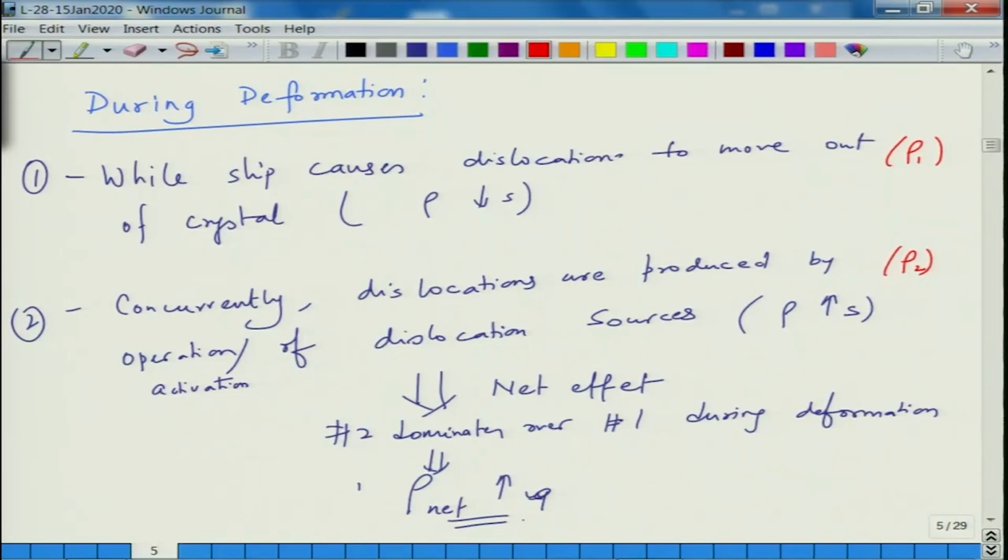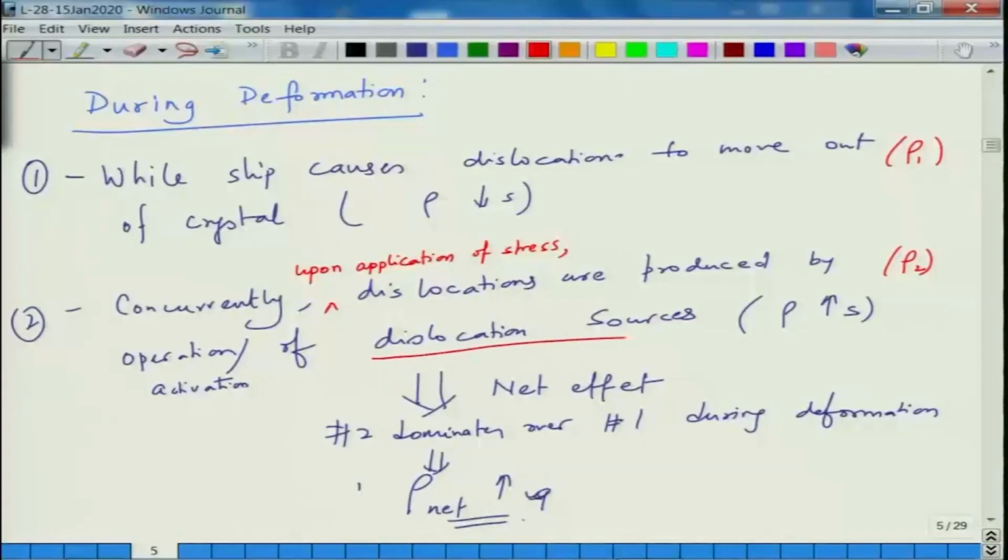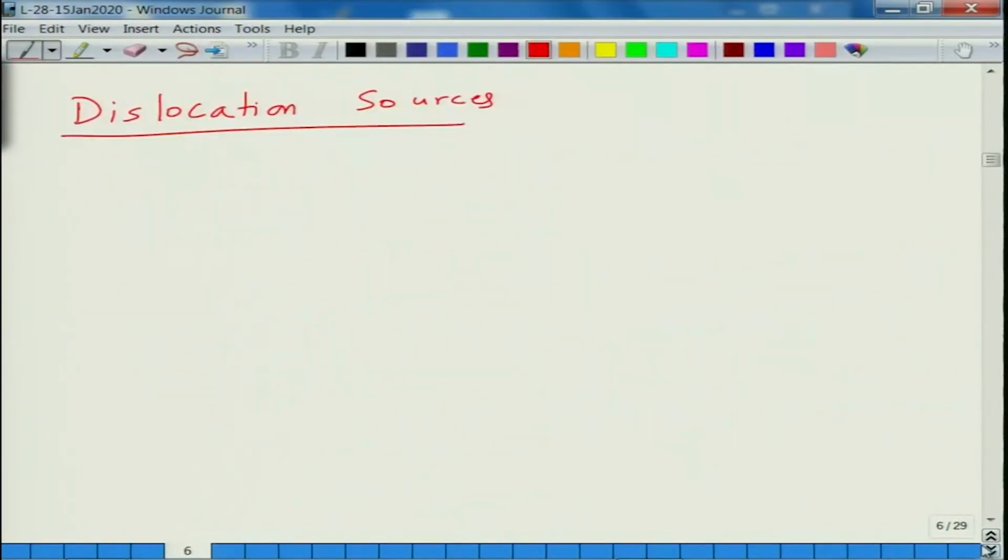Concurrently, at the same time, upon application of stress, dislocations are produced by the operation of some of the dislocation sources, which get activated or operate upon application of stress. This leads to an increase in dislocation density. The net effect is number 2 dominates over number 1. As a result, the net dislocation density goes up. So, now the question is, what are these dislocation sources? That is what we are going to look at now.